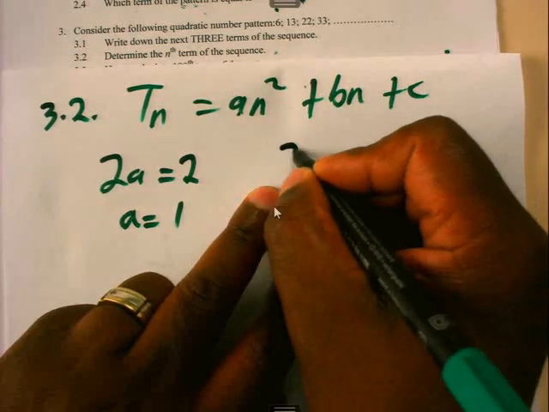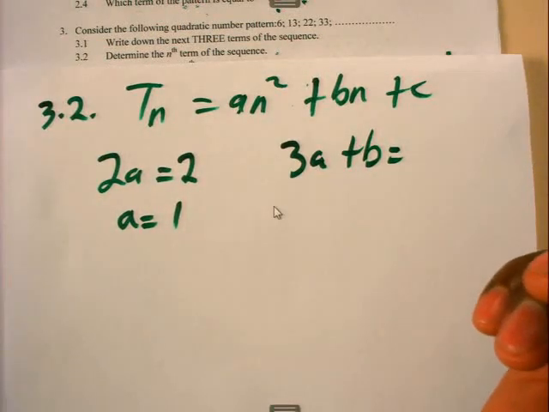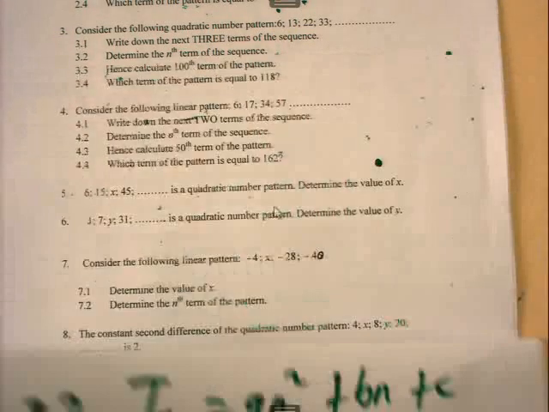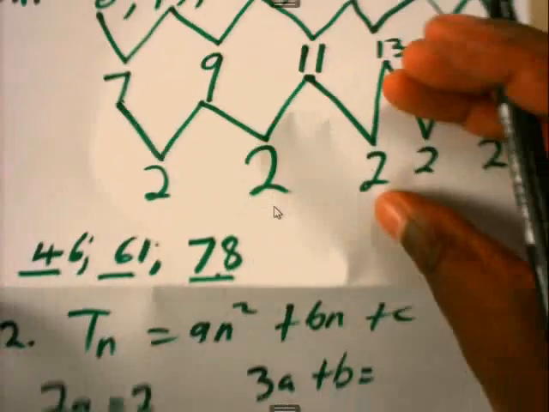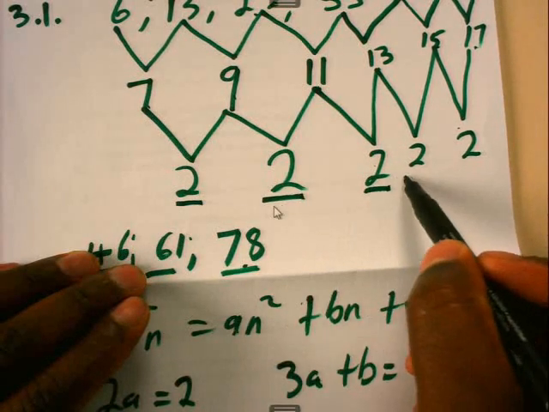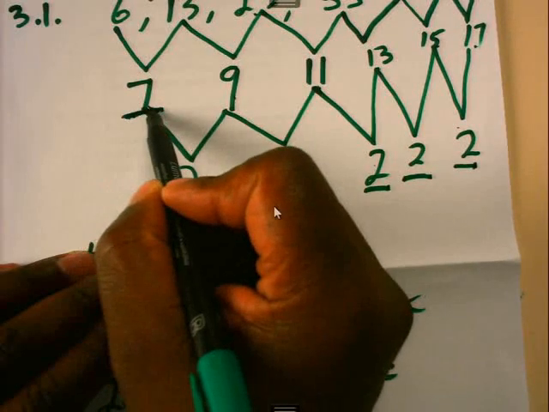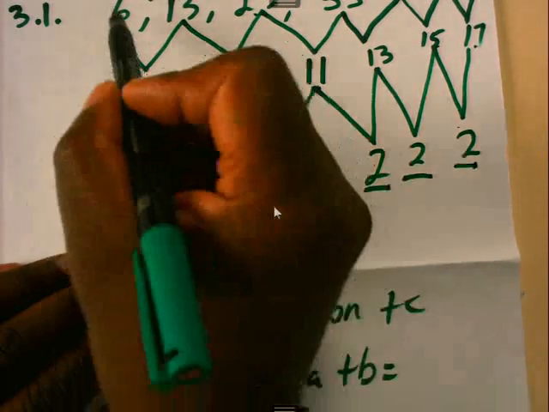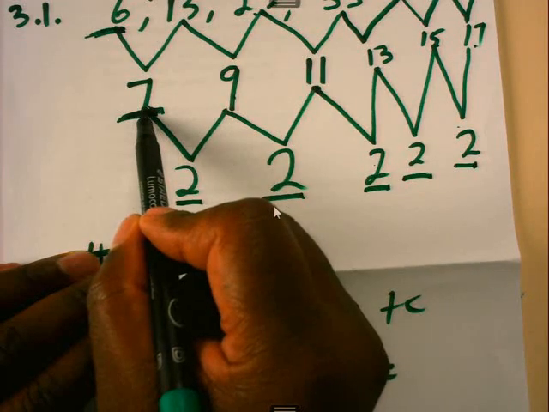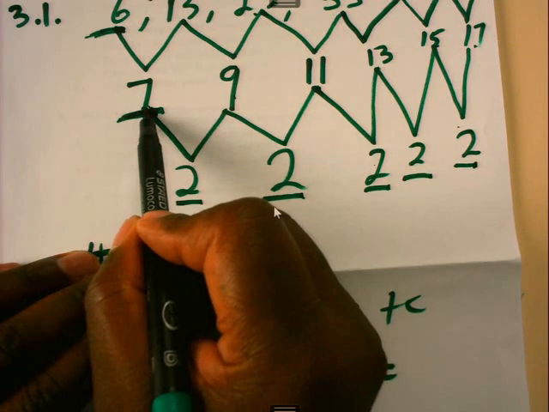Remember, to determine the value of b, you say 3a plus b must be equal to the first term of the first difference, T1 of the first difference. Let me show you the difference. This is the second difference. It's clear, the second difference is 2. The first term of the first difference is 7. And the first term of the pattern is 6. So to determine the value of b, we say 3a plus b is equal to the first term of the first difference, meaning that 3a plus b will be equal to 7.